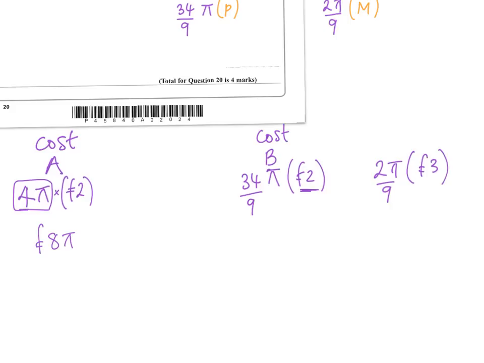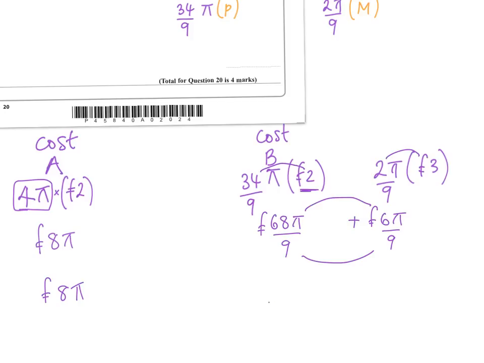So we've got 34 times the 2, which is 68 pi over 9 pounds, plus here 6 pi over 9 pounds. So the cost here stays the same, nothing can be cancelled there. But what about this? Well, we have a common denominator of 9ths, so let's write that there. And we're looking at pounds, and then we have 68 and 6, which is 74 pi altogether.